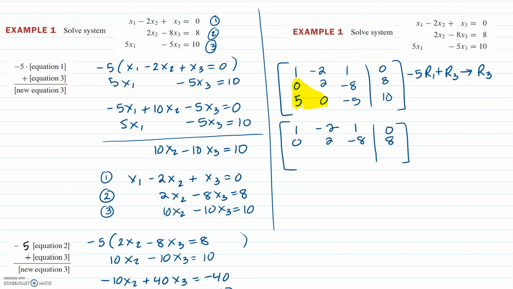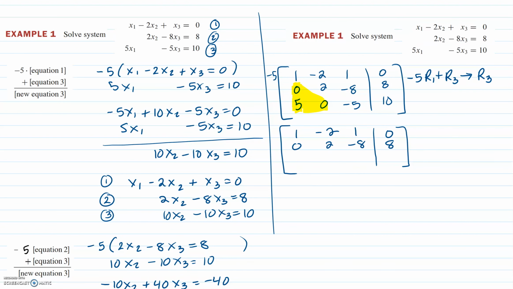Row 1 and row 2 are going to stay the same. The only thing that's going to change is row 3. I'm going to put a little -5 here to help me out. So we're going to have -5 here times this entry 1, and I'm going to add it to 5 to get my 0. If I do the next one, -5 times -2 is 10, added to 0 is 10. If you want to see how I did that, I took -5 times 1, added to 5, that's how I got my 0. And this one I took -5 times the -2, added to 0 to get the 10.